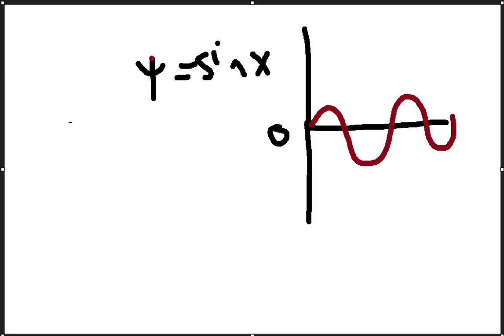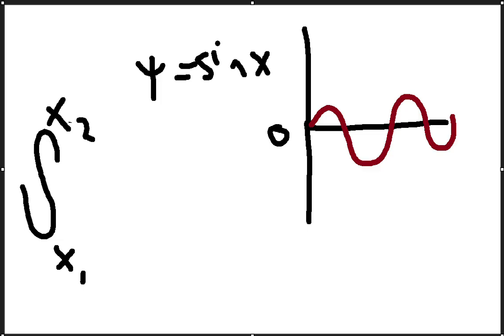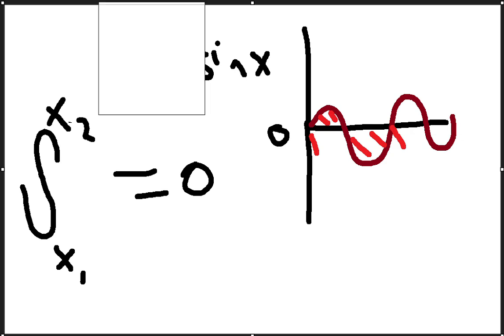And the way that we calculate probability is using integrals, say from x1, whatever that might be, to x2. But you might notice something important. There's the same amount of area here as under here. So if we integrate from this spot to this spot, this whole thing would be equal to 0. And that doesn't make any sense. We can't have 0.